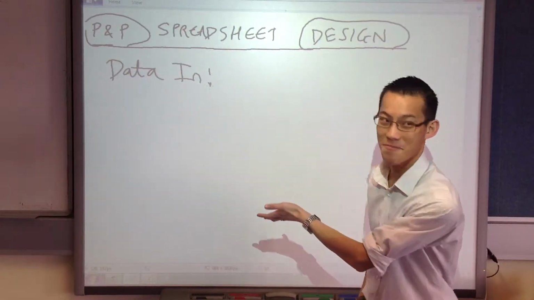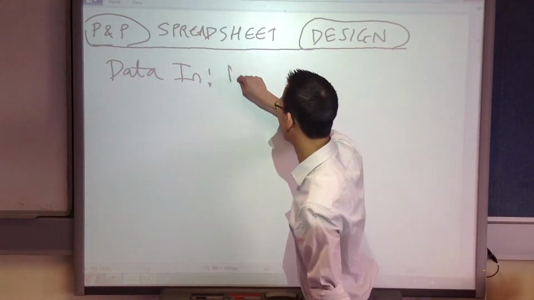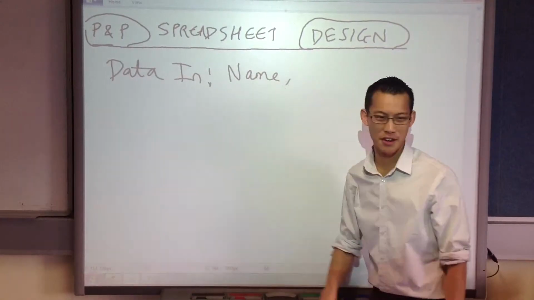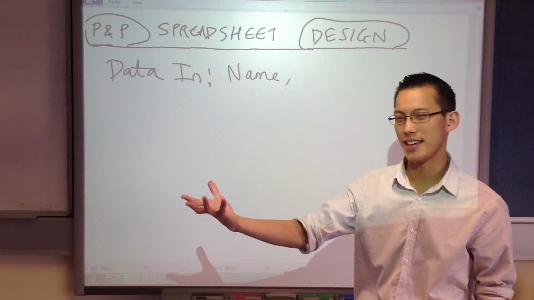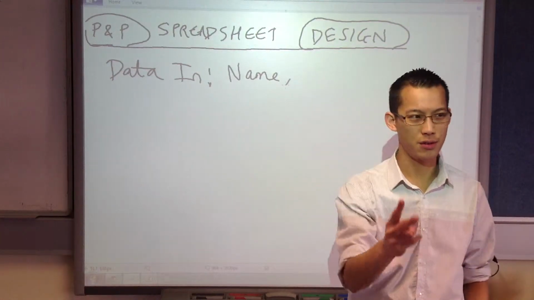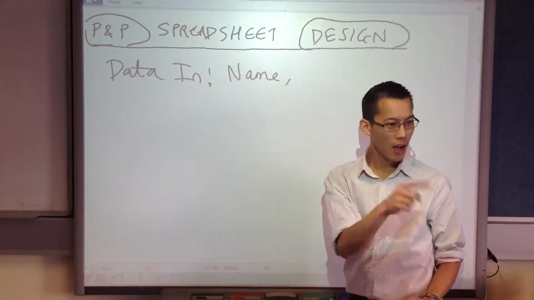What was the first column? Name. Okay, so I'm going to need a person, right? Not much use to me if I can work out all these things, but I don't know who it's for, okay? And then the BMI itself is comprised of 2 different numbers. What are they? Height and weight. Good.